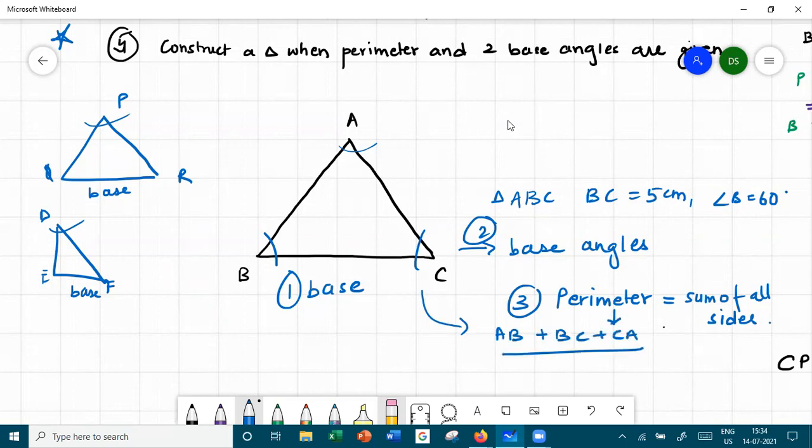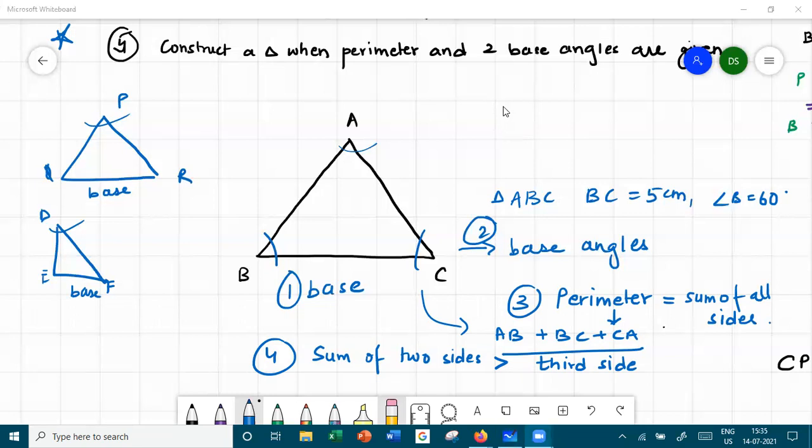And one more important thing which you need to know is this, that in any triangle you take, I'll write it in words. The sum of two sides is always greater than the third side. What this means is basically, if I take AB plus BC, so AB plus BC should be greater than AC.